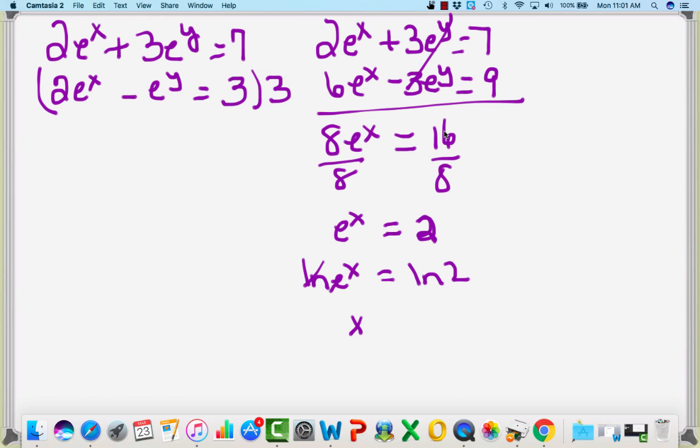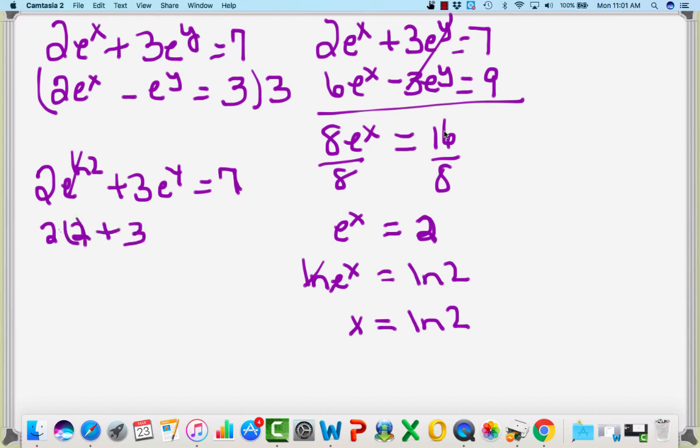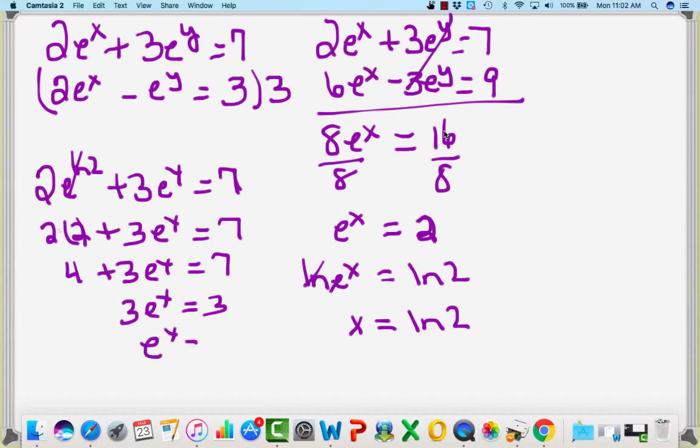Now I have to go back and substitute that in to find y. So let's take this first equation, 2 e to the natural log of 2 plus 3 e to the y equals 7. But again, remembering that e to the natural log cancel, I get 2 times 2 plus 3 e to the y equals 7. Well, that's 4 plus 3 e to the y. Subtract the 4 and get 3 e to the y equals 3. Divide by 3, e to the y equals 1.